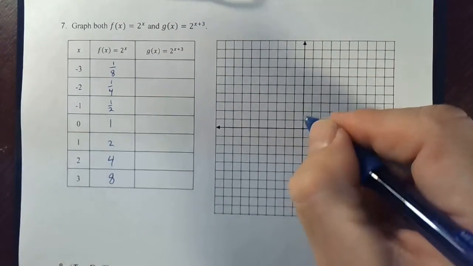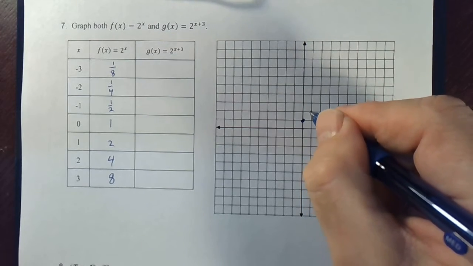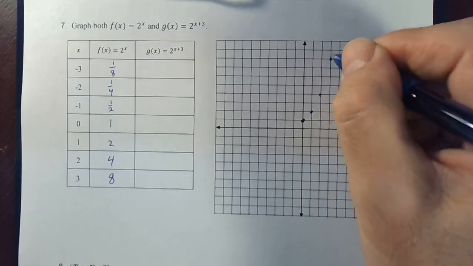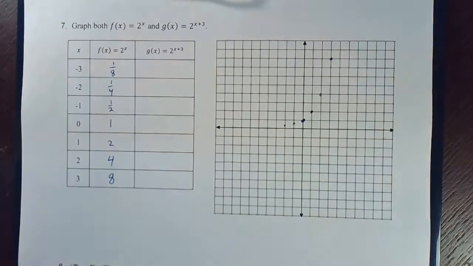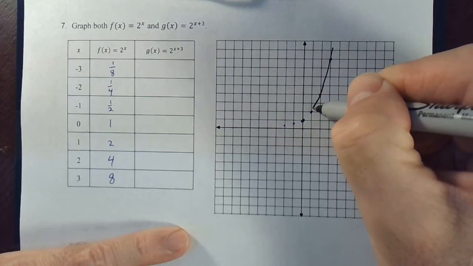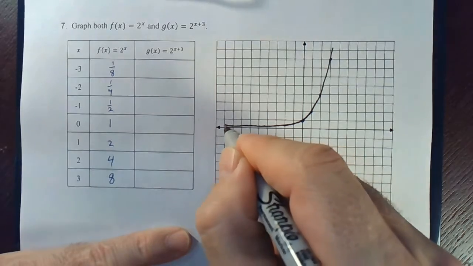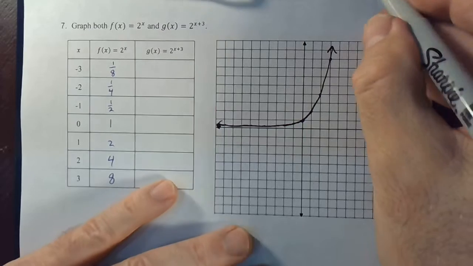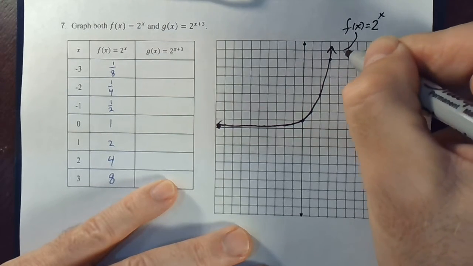I'm going to go ahead and graph that again for about the third time. 0, 1, 1, 2, 2, 4, 3, 8, negative 1, a half, and then a fourth. So we're getting good at this graph. All right, so that is f of x equals 2 to the x.